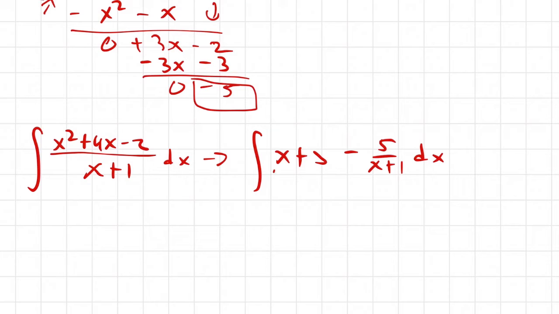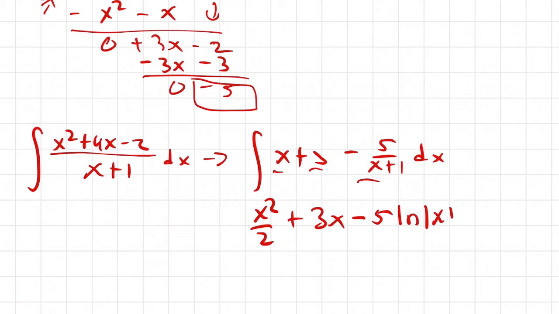And now we can integrate each term separately. The integral of x is x squared over 2. The integral of 3 is 3x. And the integral of negative 5 over x plus 1 is negative 5 times the natural log of x plus 1. And don't forget, plus c.